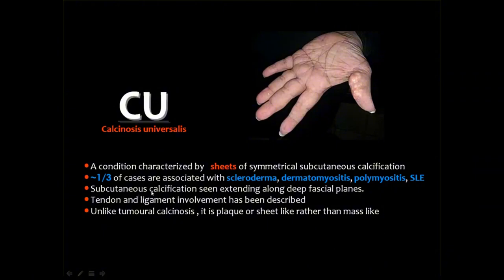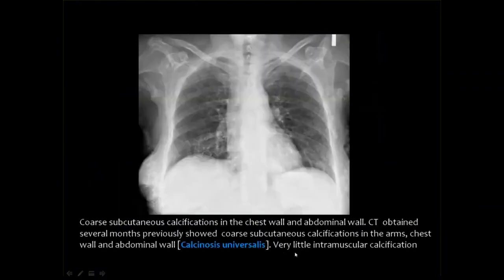Then you may get subcutaneous calcification extending along the fascial planes with possible tendon and ligament involvement. You remember that there is a form of calcinosis which is known as tumoral calcinosis, and this has been explained before. It appears in the form of masses of soft tissue calcification related to the joints, which are not usually affected by these masses. But here you get sheets of calcium, not masses.